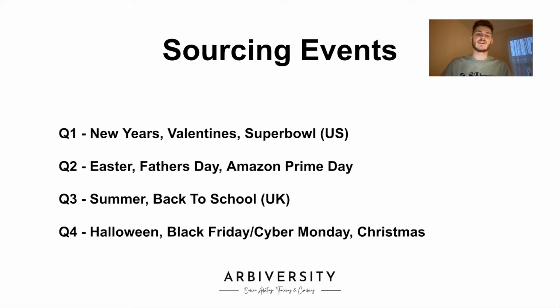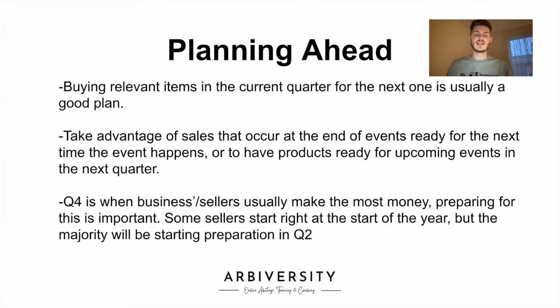Knowing how the quarters are split up and knowing what happens in each quarter can help you with planning. Any good business will have a plan and be able to prepare in advance. Buying relevant items in the current quarter for the next one is usually a good plan. In Q1, you know that Easter's coming up in Q2, so make sure that you've got things relevant to Easter bought and ready for Q2.